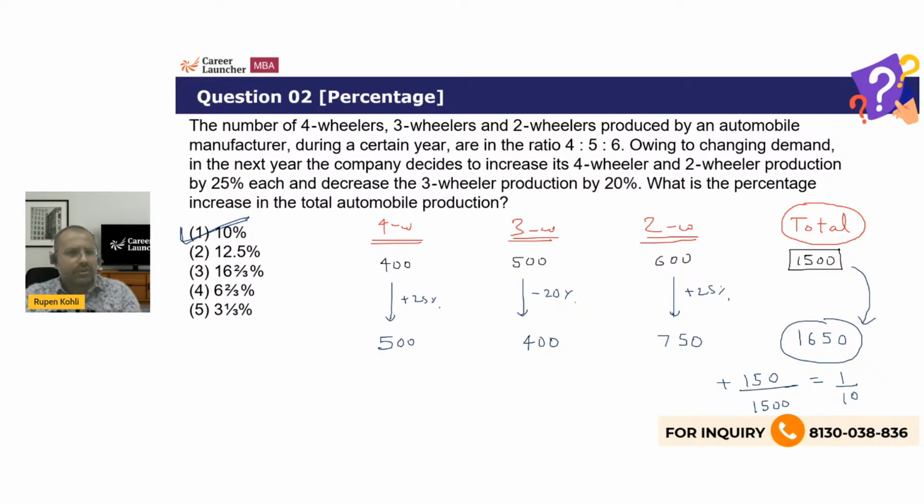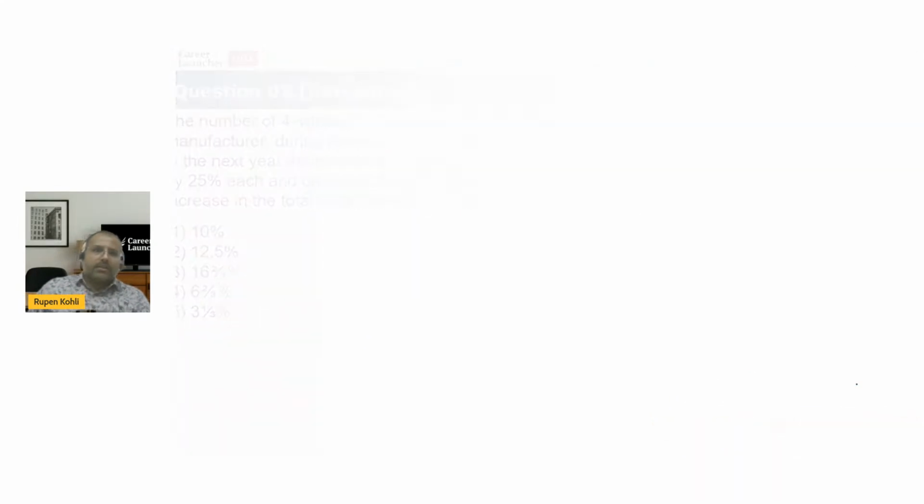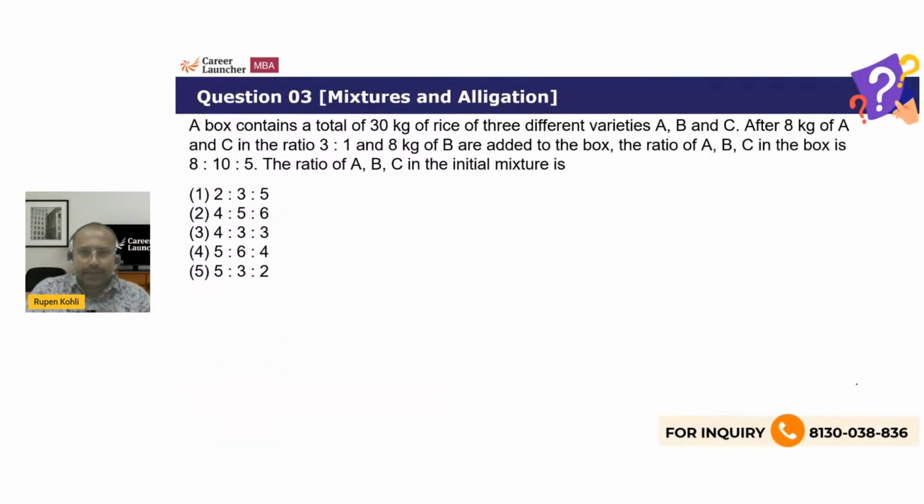increase. So both the questions were quite similar. Ratios are given, take the numbers, proceed, because working with numbers is easiest. Perfect. Okay. Mixtures. Next one.